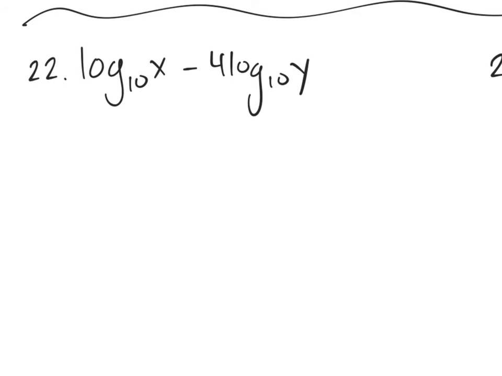Let's look at some other ones then. For these ones, we want to now put everything into one logarithm instead of putting everything into multiple logarithms. So what we're doing here is rewriting as a single logarithm. What we did before was expanding into multiple logarithms. So for 22, we've got log base 10 of x minus 4 times log base 10 of y. First thing I'm going to do is use the third law of logarithms to bring up that 4, to make it log base 10 of y to the fourth. Then I'm going to use the second law of logarithms to combine to get log base 10 of x divided by y to the fourth.